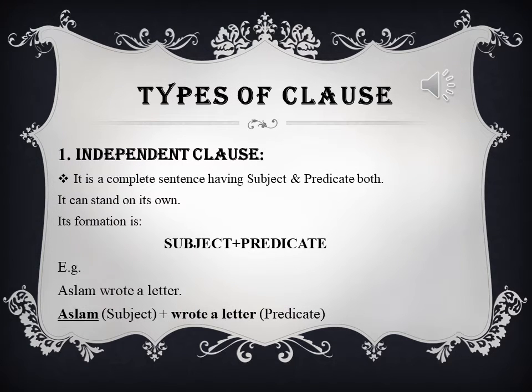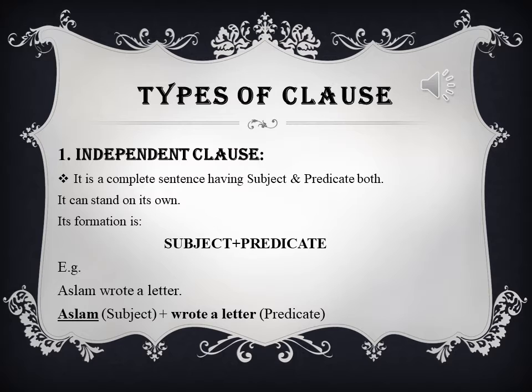The first type of clause is the independent clause. An independent clause is a complete sentence. It contains both subject and predicate. It can stand on its own, meaning it gives out its own meaning. It does not have to depend on any other part of a sentence. Its formation is subject plus predicate.